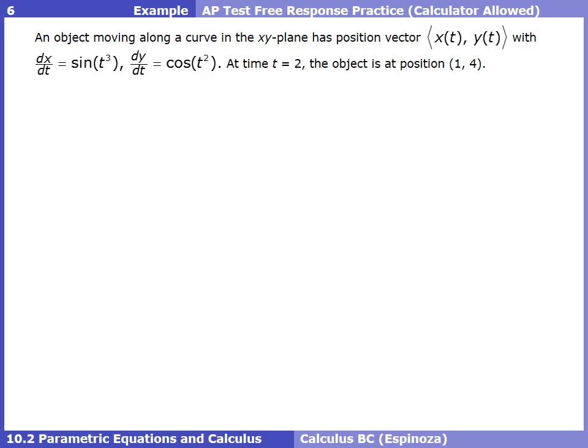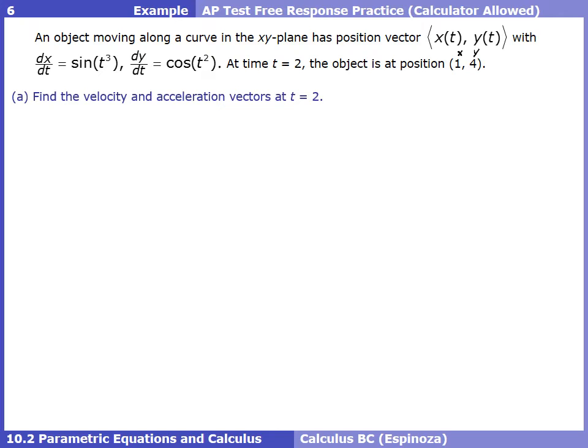The dx/dt equation is sine t cubed. The dy/dt equation is cosine t squared. So you'll notice they're not giving us the position equation, x and y. They're giving us the velocity for x and the velocity for y. They also tell us at t equals 2, the object is at the point (1, 4). And again, this would be an x, this would be a y. So at t equals 2, we're at the point (1, 4).